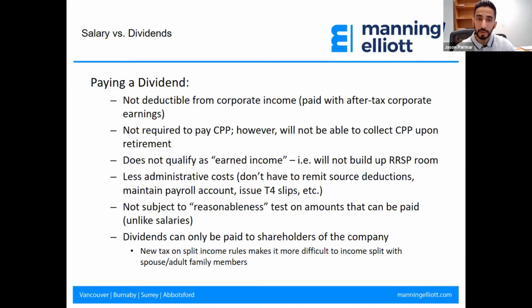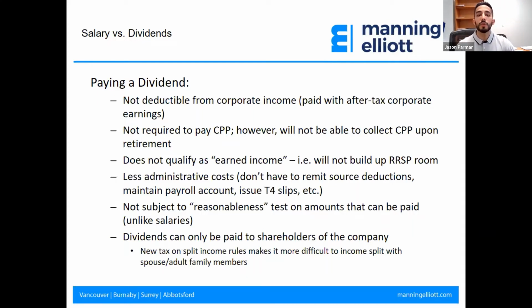Once again, unlike salaries, with salaries, you are required to pay CPP. With dividends, you are not. So that is one initial cost savings up front. But the one drawback to that is that you won't be able to collect CPP when you do retire. And again, that's making the assumption that you are only paying yourself a dividend and you're never paying yourself a salary.